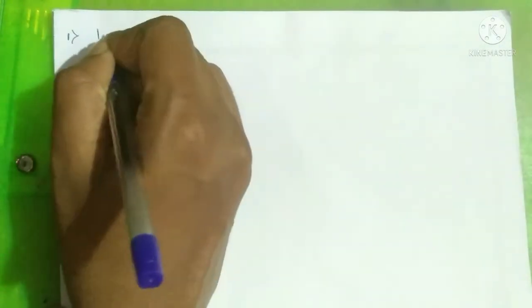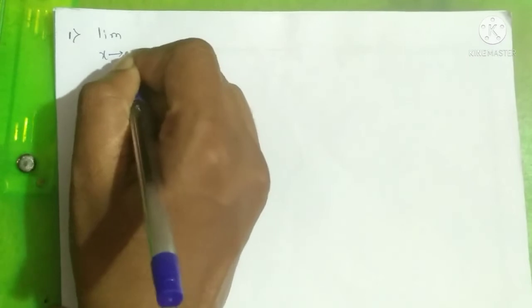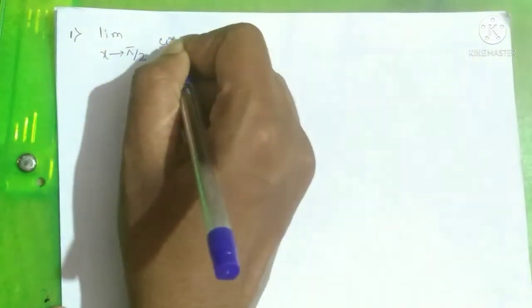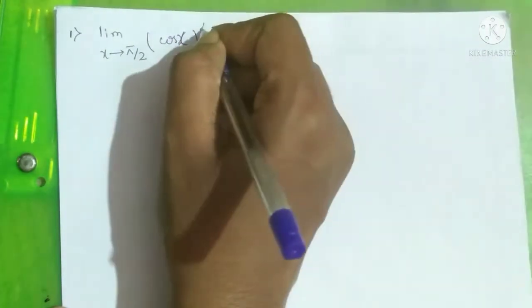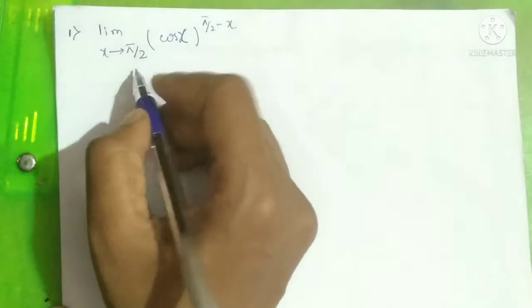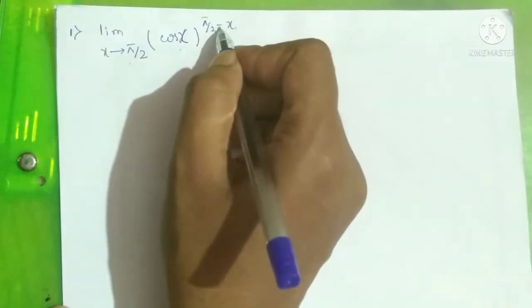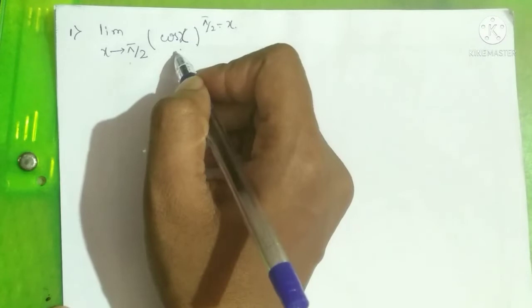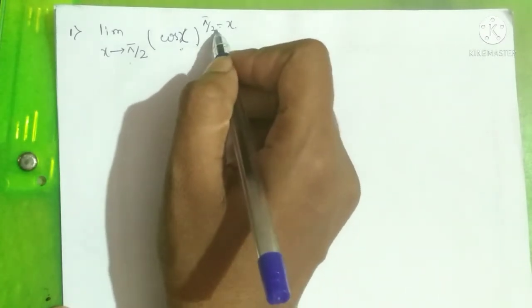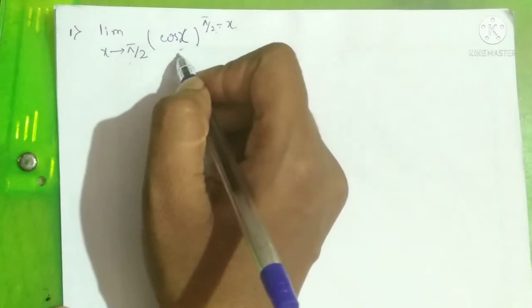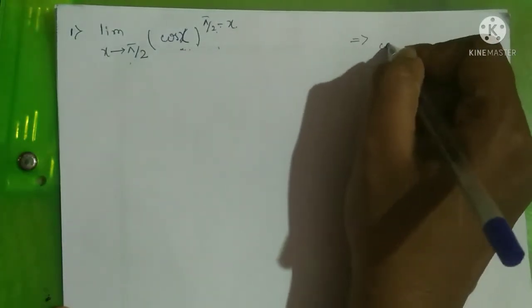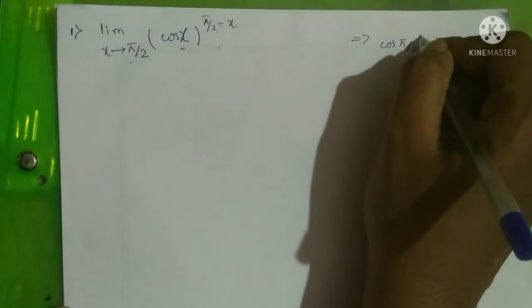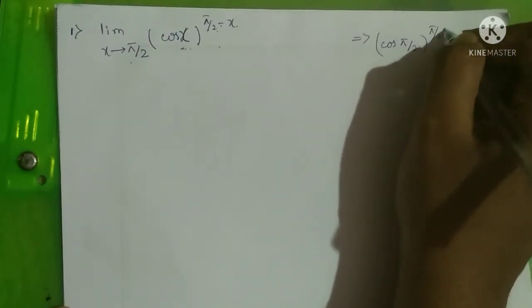So the first problem is limit x tends to pi by 2, (cos x) whole to the power of (pi by 2 minus x). Here it is in the form of f of x whole to the power of g of x, right? When you have this f of x to the power of g of x form, you can say that it is type 4 of L'Hospital rule. So first let's substitute the limit: cos pi by 2 whole to the power of pi by 2 minus pi by 2.